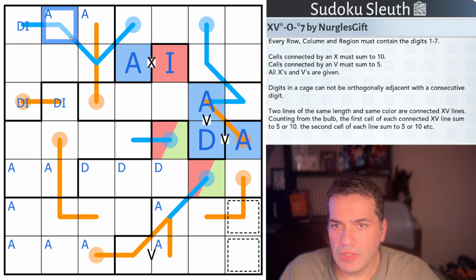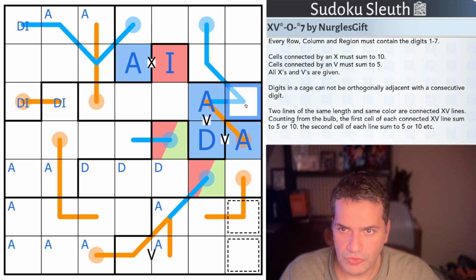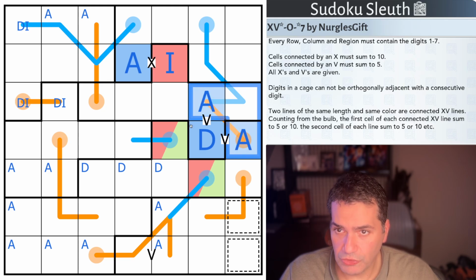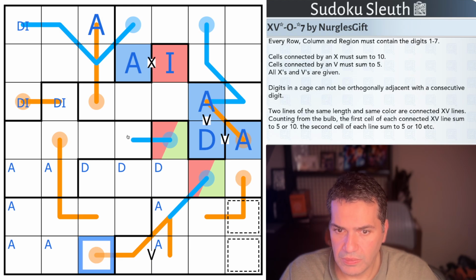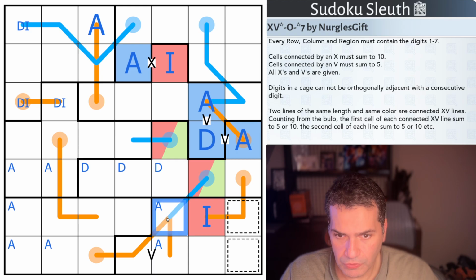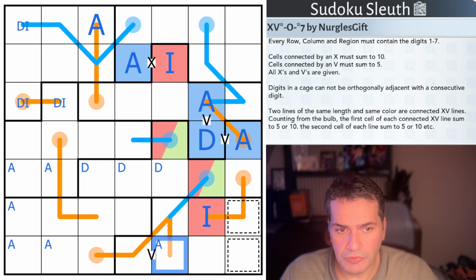So if this is A, that would be this cell, and it would have to be D or I, which would break because there's no X or V. So this is not A. This is A. That is not A. And therefore this 3-cell line, this would be D or I, except it's definitely I. Therefore this is definitely not A. Therefore this is definitely A.